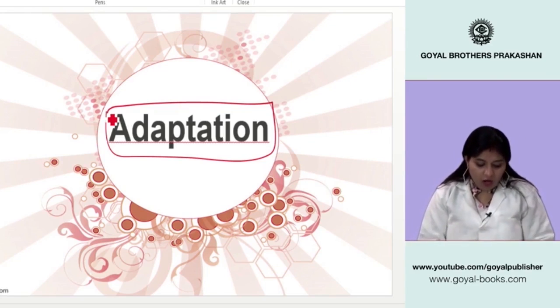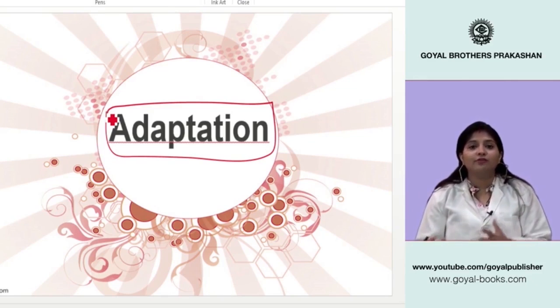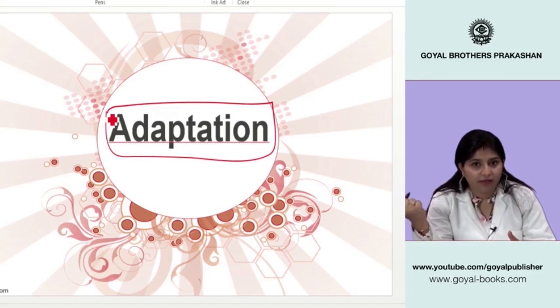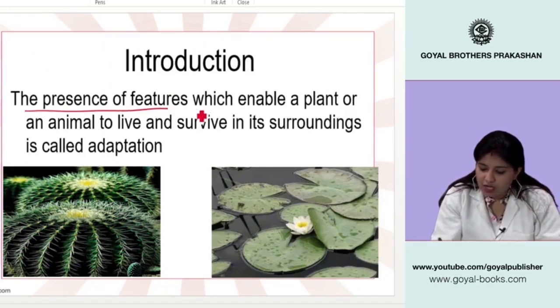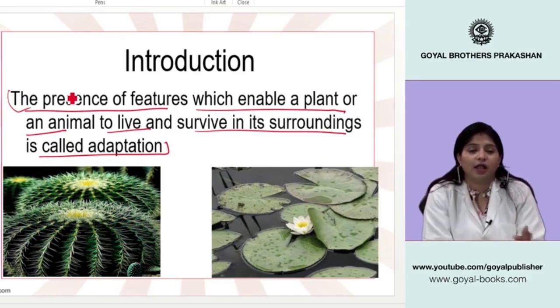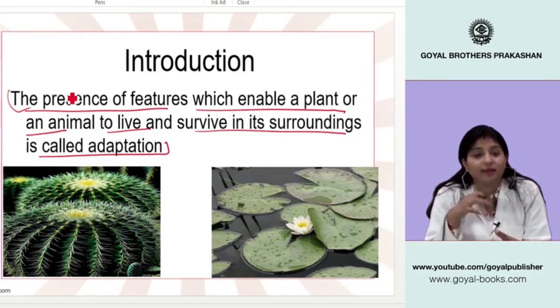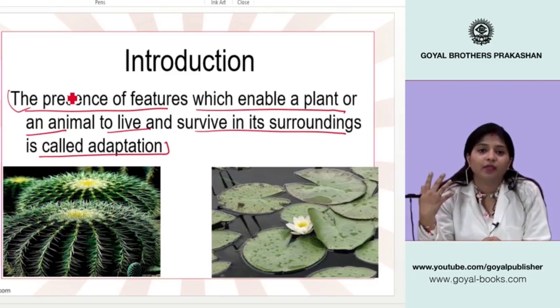So we see how different organisms have adapted themselves according to their own environment, the habitat that they are living in. So what exactly is adaptation? Let's understand. The presence of features which enable a plant or an animal to live and survive in its surroundings is called adaptation. The features which enable the plant or the animal, that is a living organism, to live successfully and thrive in a particular environment are known as adaptation.